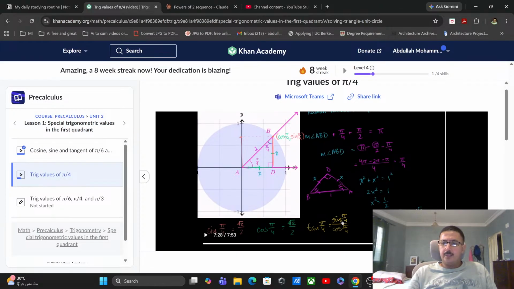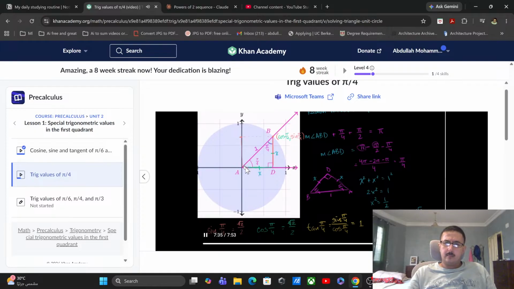So what did he say eventually? What's the tangent of pi over 4 going to be? Well, the tangent of pi over 4 is just sine of pi over 4 over cosine of pi over 4. Now, both of these are the exact same thing. They're both square root of 2 over 2. So you're going to have square root of 2 over 2 divided by square root of 2 over 2. Well, that's just going to give you 1.